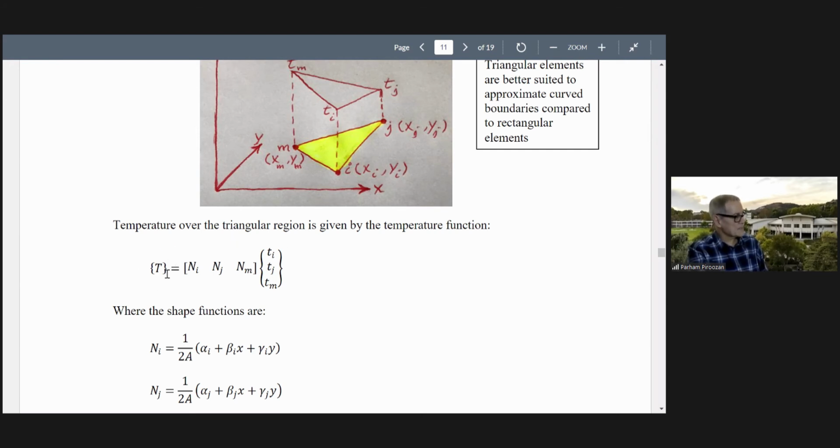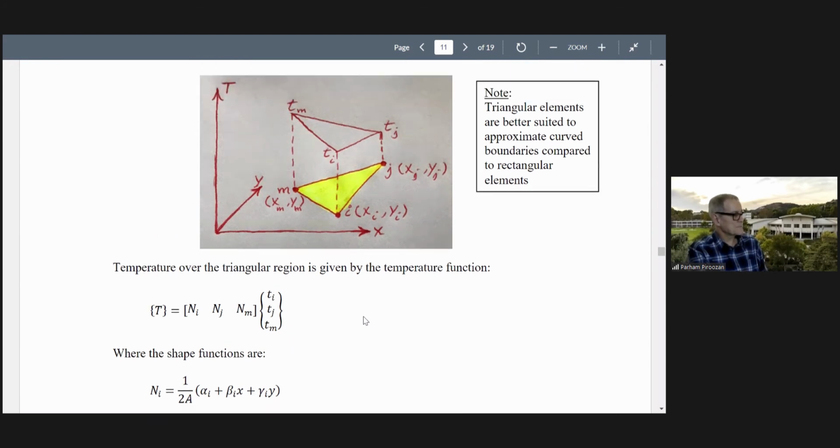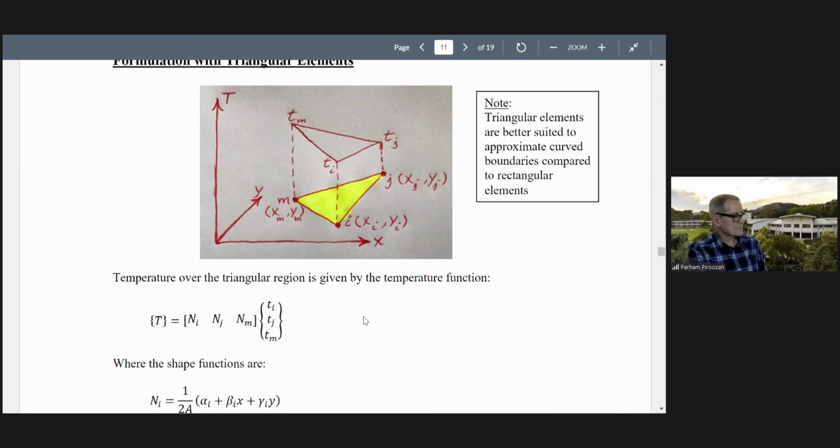In solid mechanics, very similar to this one, for example, here we have temperature given by Ni, Nj, Nm, Ti, Tj, Tm. These are nodal temperatures. This is the temperature, our approximation function, or our interpolation function, sometimes it's called.